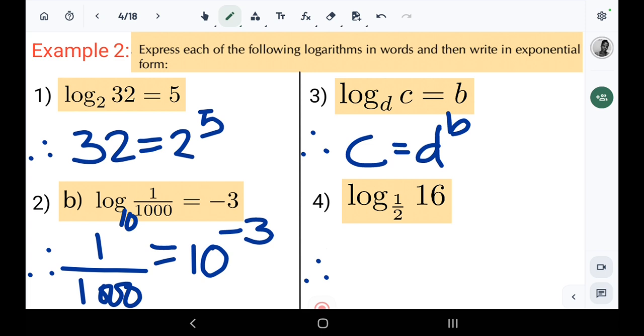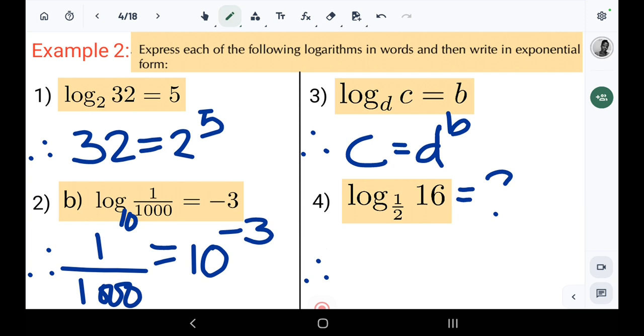Now, in this case, we've got the log of 16 to the base 1 over 2. We're not given what the number is equal to. So what we do is we use exponential format and our knowledge of exponential equations up to this stage to figure out what that is supposed to be equal to. Let's put a question mark so far. Now let's work it out.